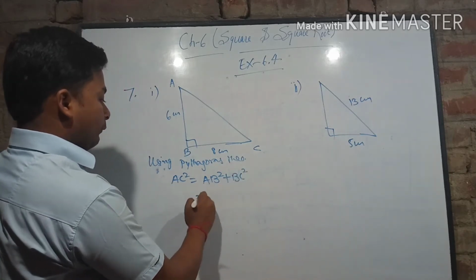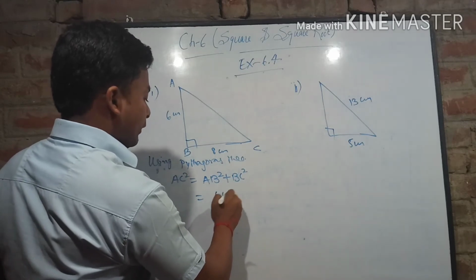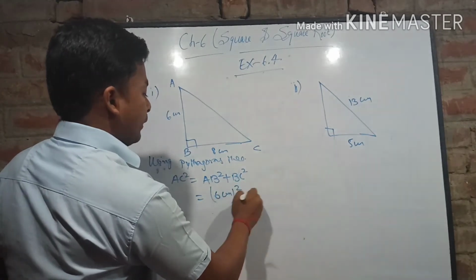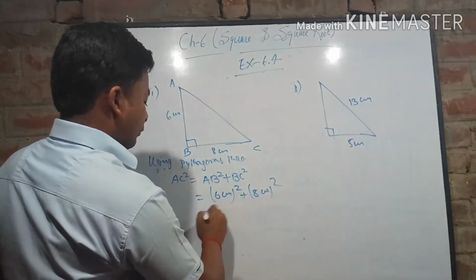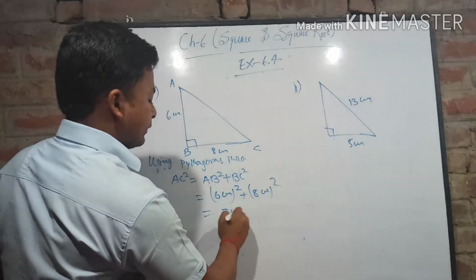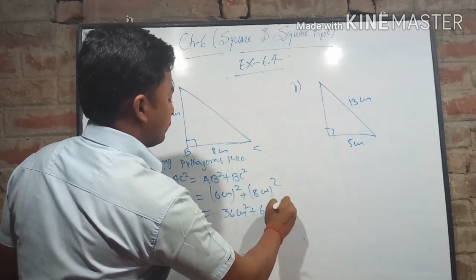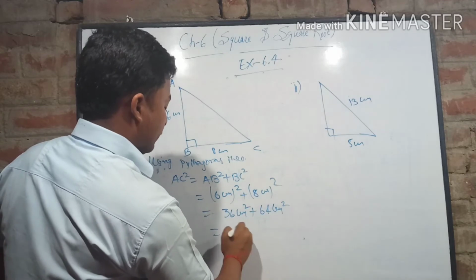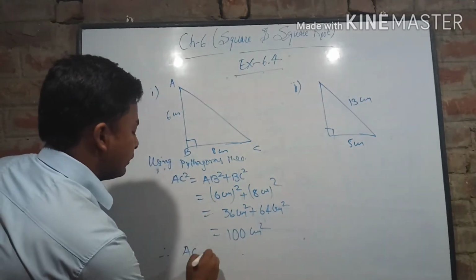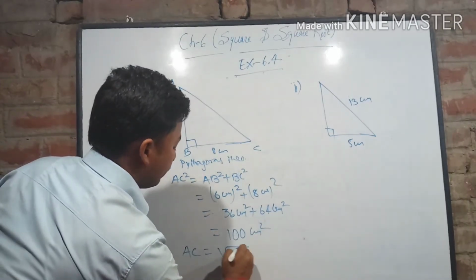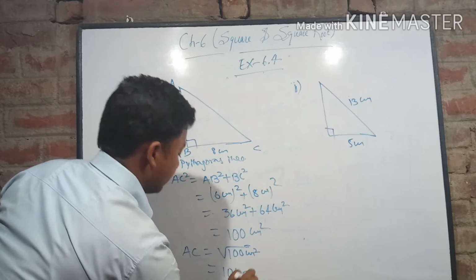So the value of AB is 6 centimeter and BC is 8 centimeter. 6 square can be written as 36 centimeter square plus 64 centimeter square. Finally it is 100 centimeter square. So AC is equal to square root of 100 centimeter square, that is equal to 10 centimeter.